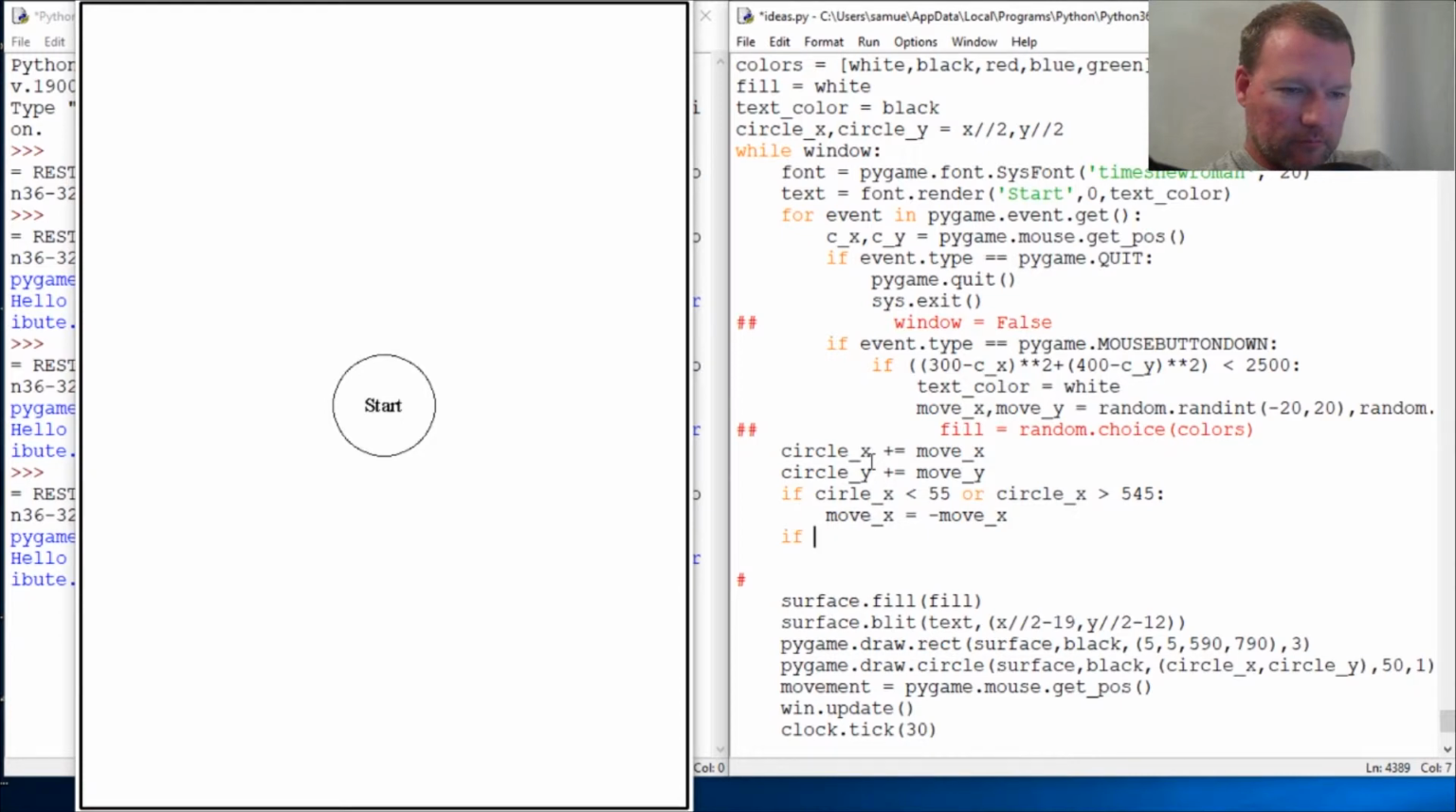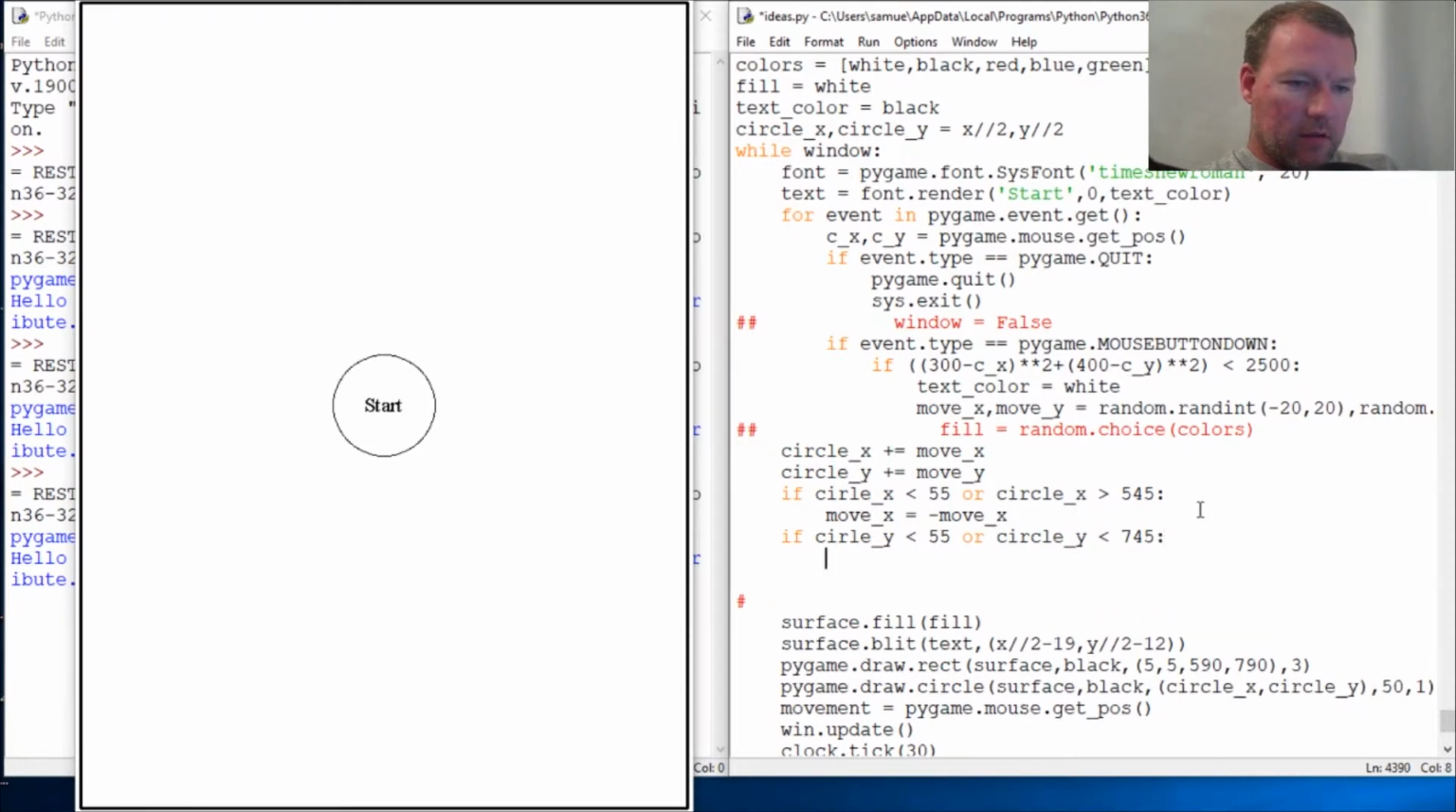Same thing if the Y happens. If circle Y is less than 55, or circle Y is greater than 745, because this was 800, so that's why. But still 55 here, because five dots plus the radius. And then move Y, and then just the negative.